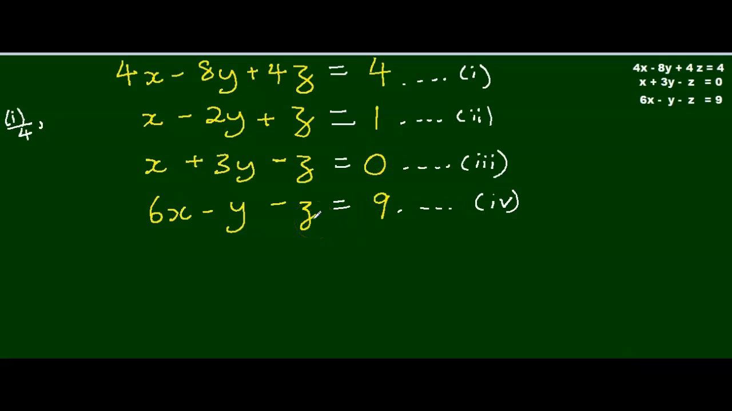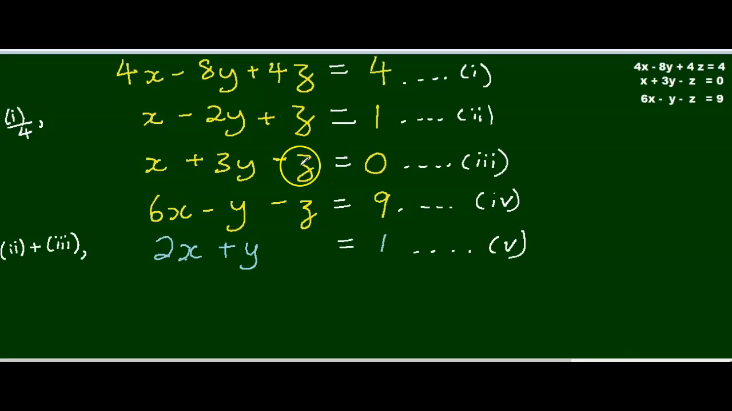We always want to eliminate the same variable first. Either it could be x, y, or z, but you have to make sure that you use 2 different equations to eliminate that same variable. So because I have a plus z and minus z, I can add equation 2 to equation 3. So x plus x gives me 2x, 3y minus 2y gives me y, and 1 plus 0 gives me 1. And I'm going to label that equation 5.